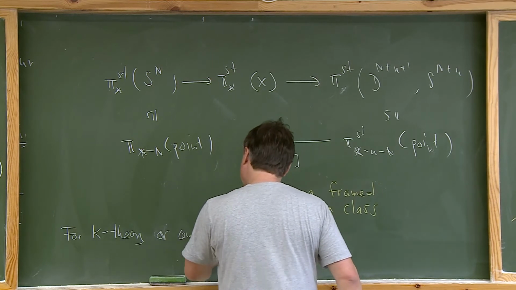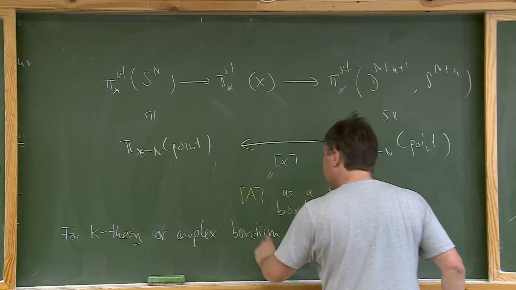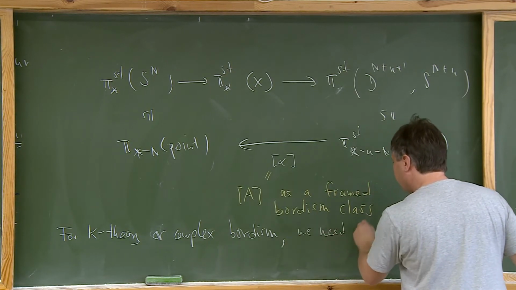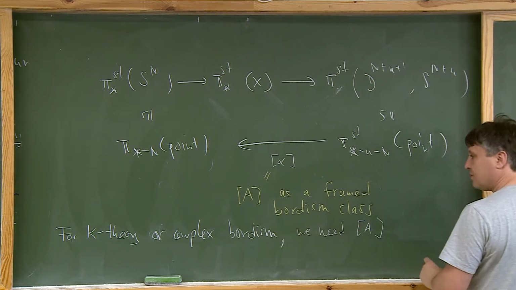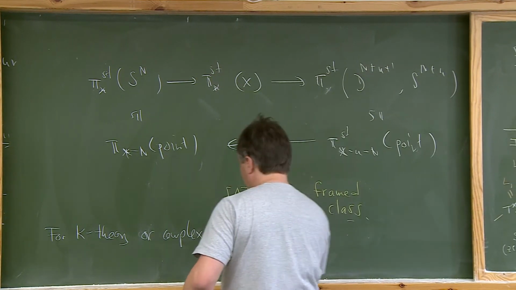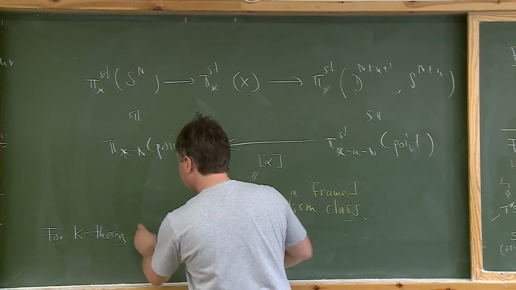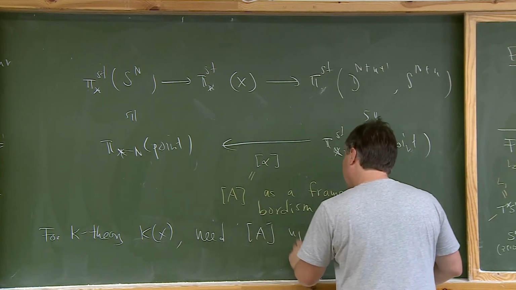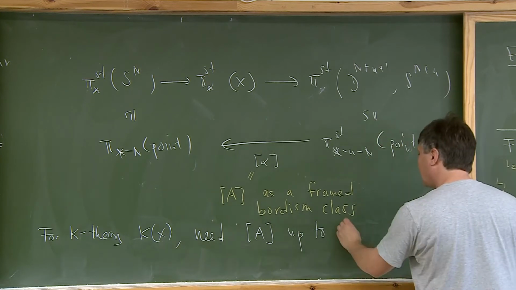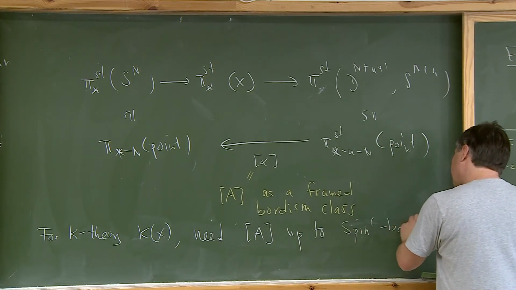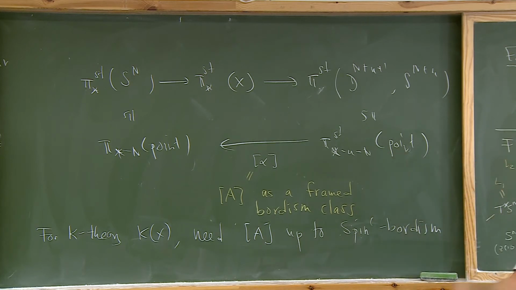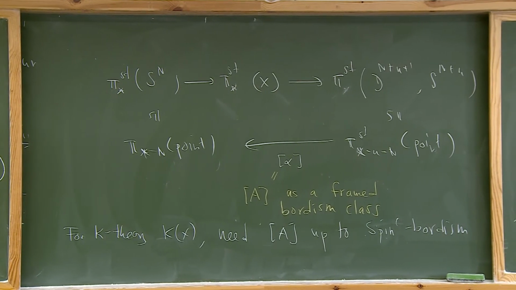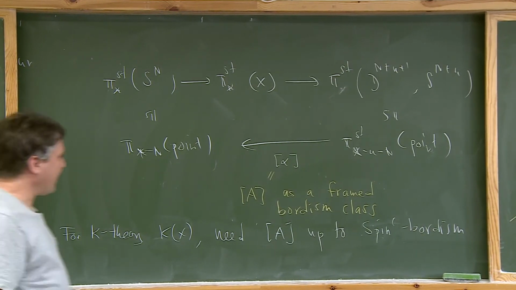For instance, if we wanted to instead use K-theory or complex Bordism, then for K-theory, K of X, we need A up to some sort of Bordism which corresponds to K-theory, let's say spin C Bordism, or Bordism as an almost complex manifold. That would be enough. Instead of a framing, the normal bundle doesn't have to be trivialized, you just have to have a reduction. So depending on what you want to compute, you need different amounts of information.